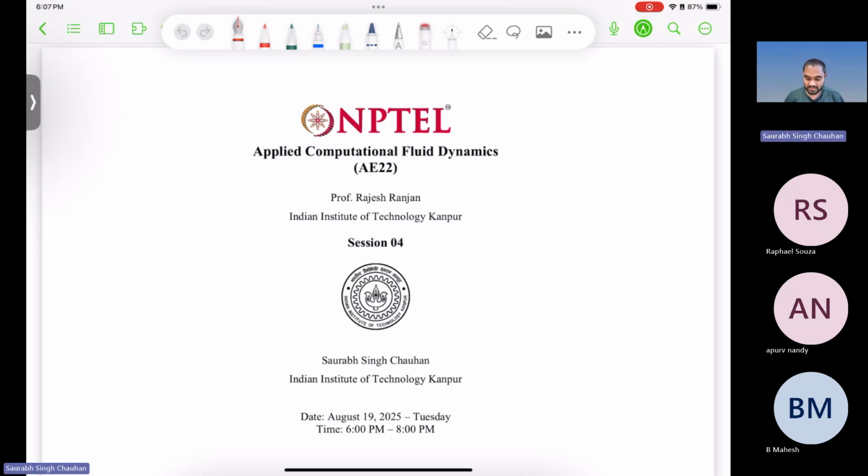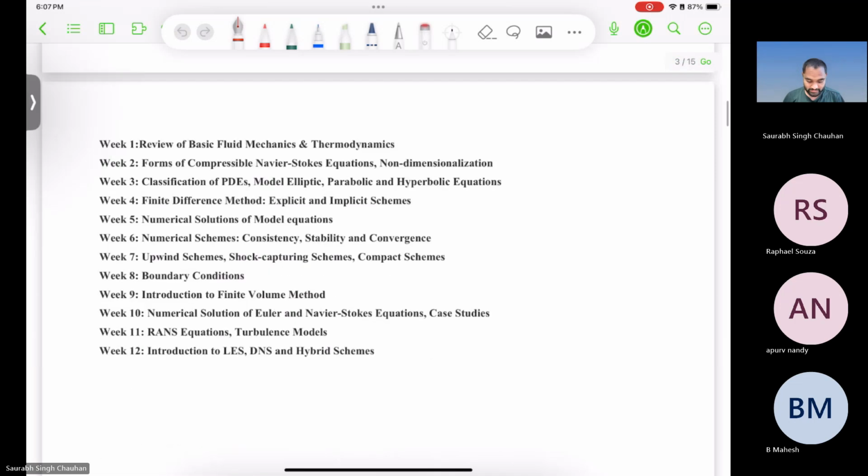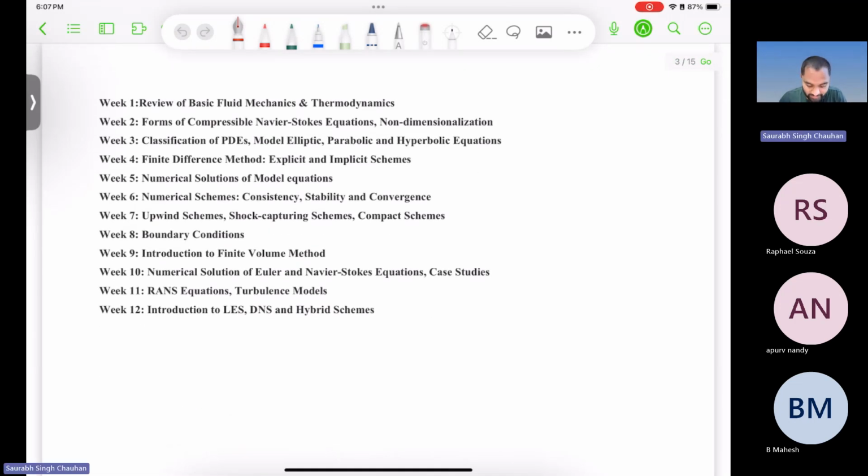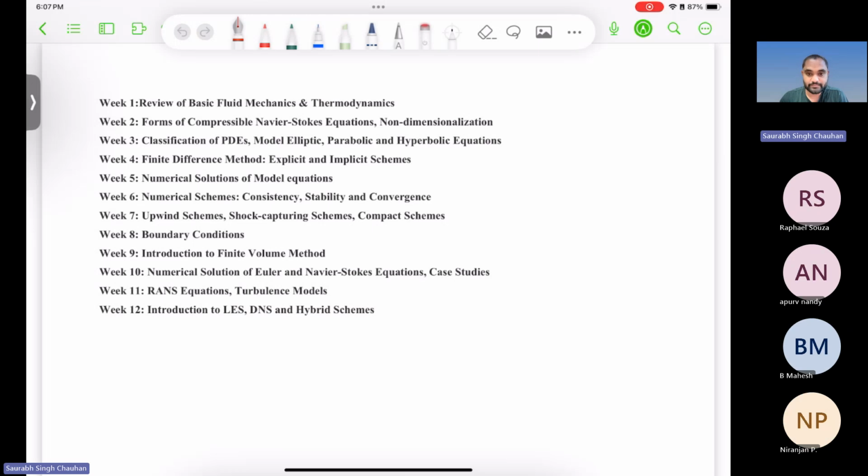Okay, so this is our session 4. And in this session, we will try to solve some problems which are related to classifications of partial differential equations and some numerical techniques. Okay.